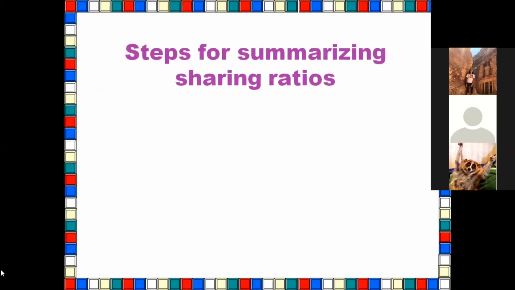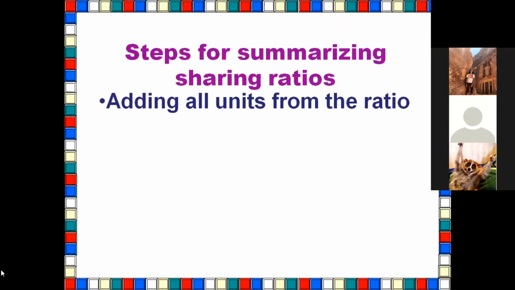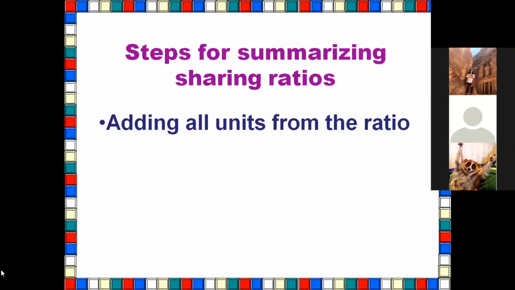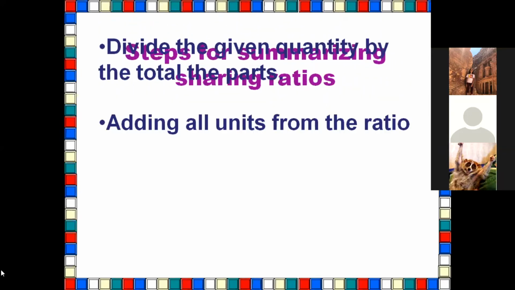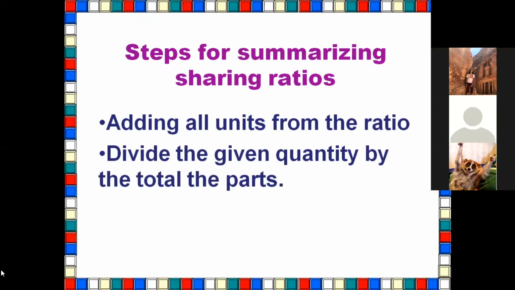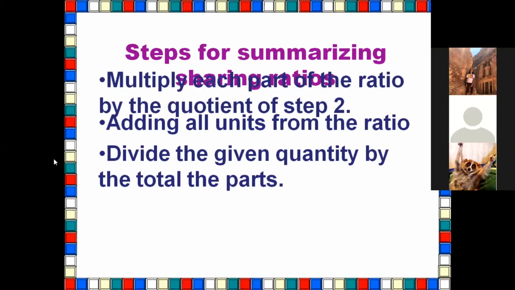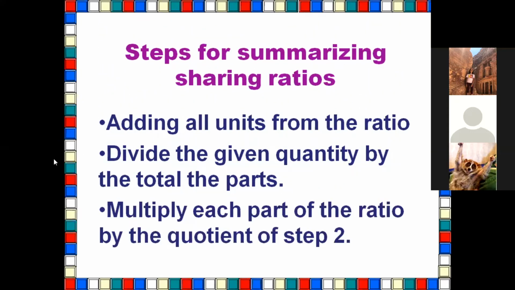Those are the steps. You should write them in your notebook, but not now, after the live session. Step 1, you add all the units from the ratio. Step 2, divide the given quantity in the question, as I told you, money, chocolate, counters, whatever, by the total parts that you got. Step 3, the last one, multiply each part of the ratio by the quotient of step 2.